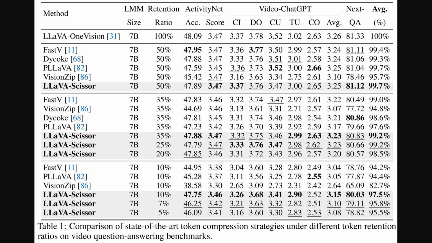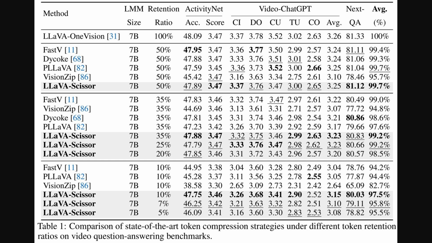Okay, so moving to the results. This table compares LLaVA-Scissor against other leading compression methods on video question answering benchmarks. The key thing to look at is the retention ratio. That's just the percentage of the original tokens that are kept after compression.